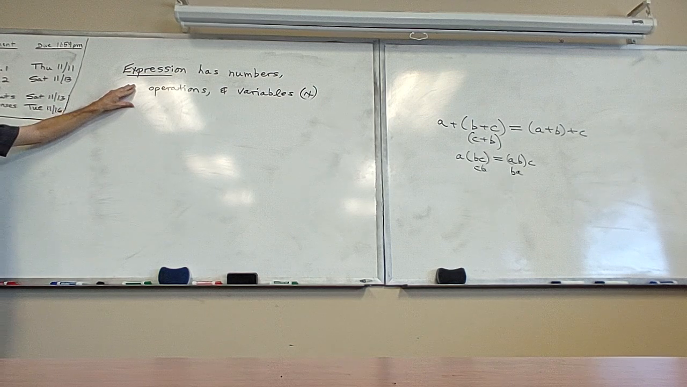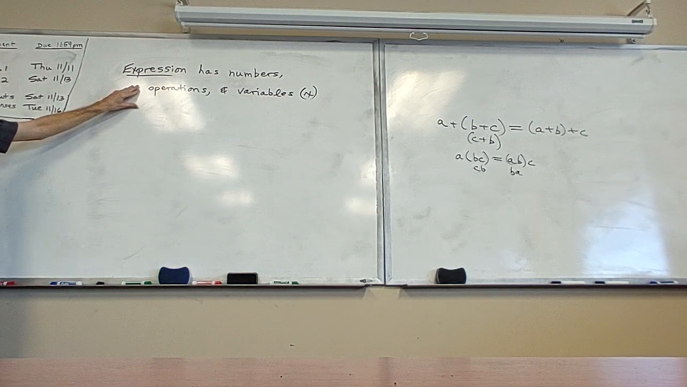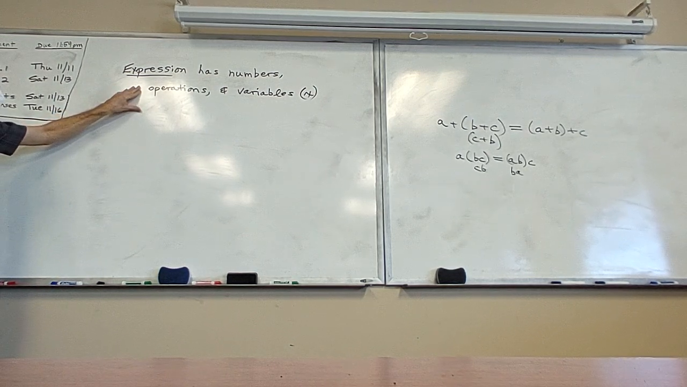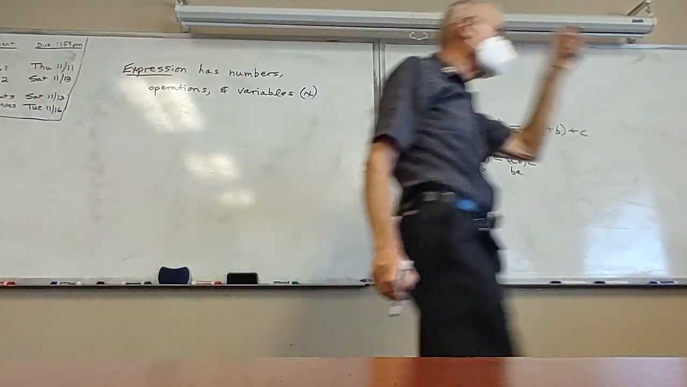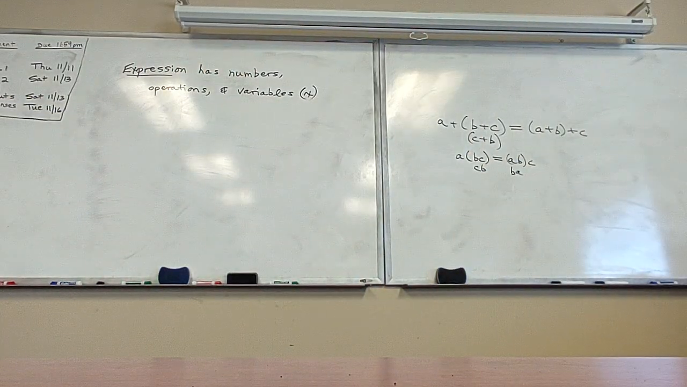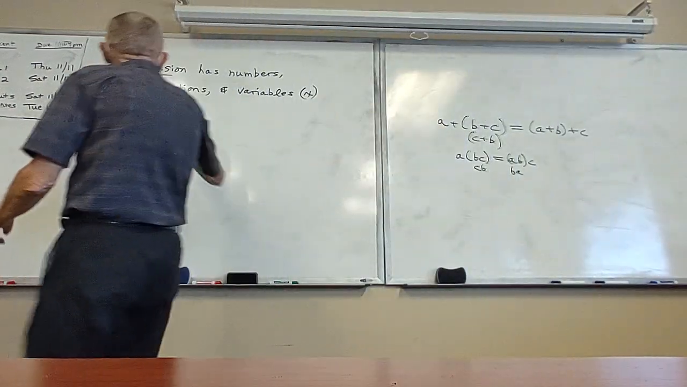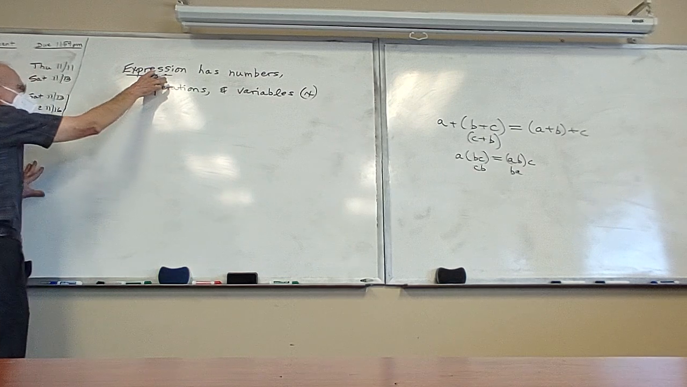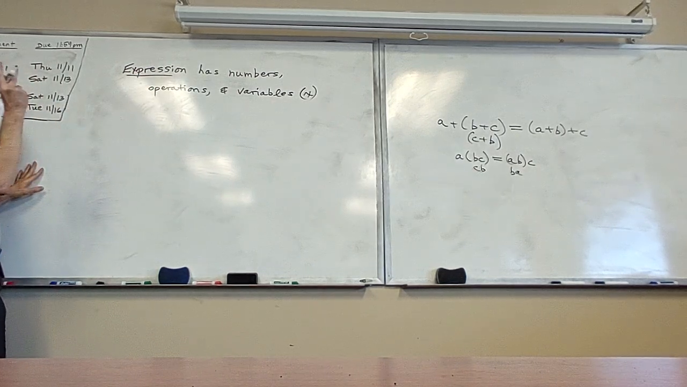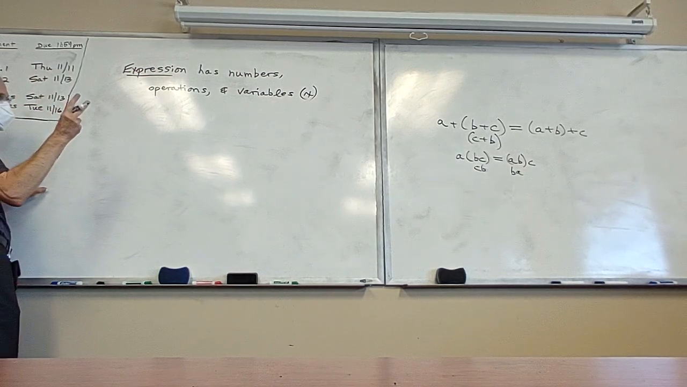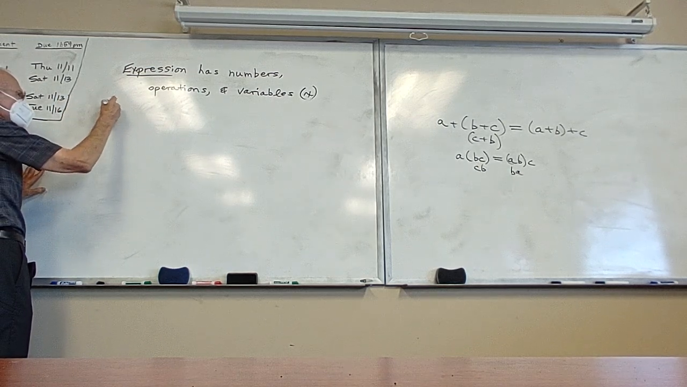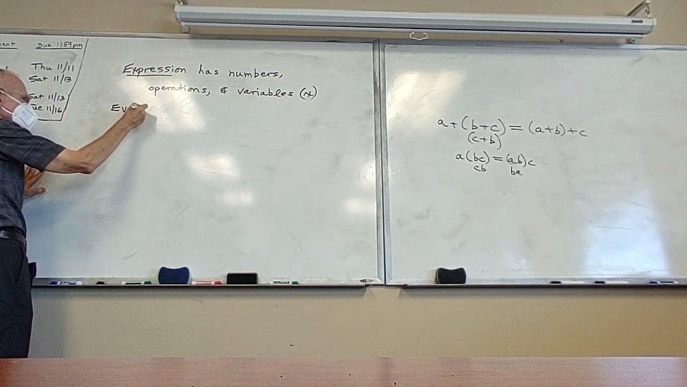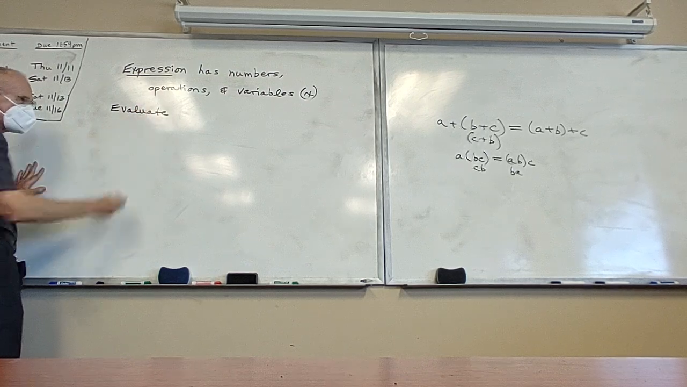So, an expression has numbers, operations, and variables. And we've talked now about what a variable is, so what's next on there? To evaluate. When we have algebraic expressions, there are two most common instructions for them. Read the instruction carefully. One is evaluate. The other is simplify.